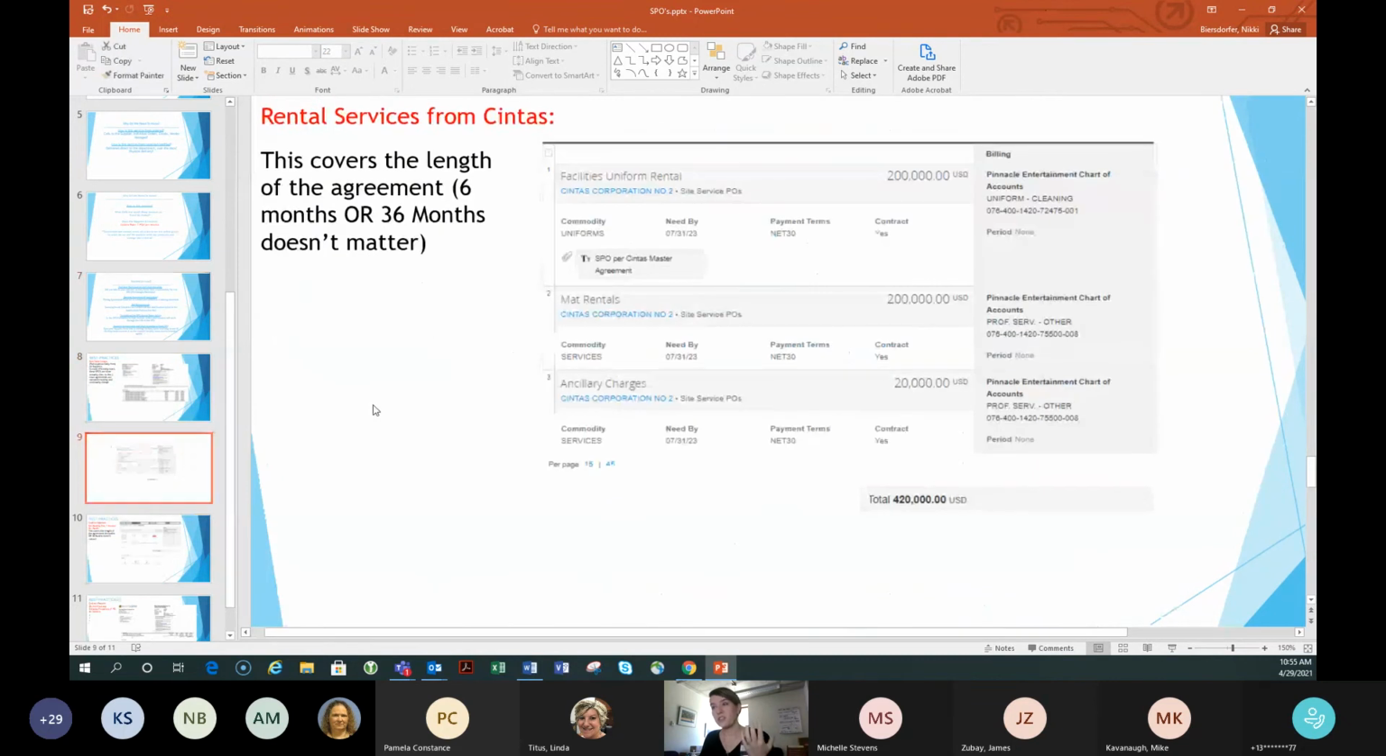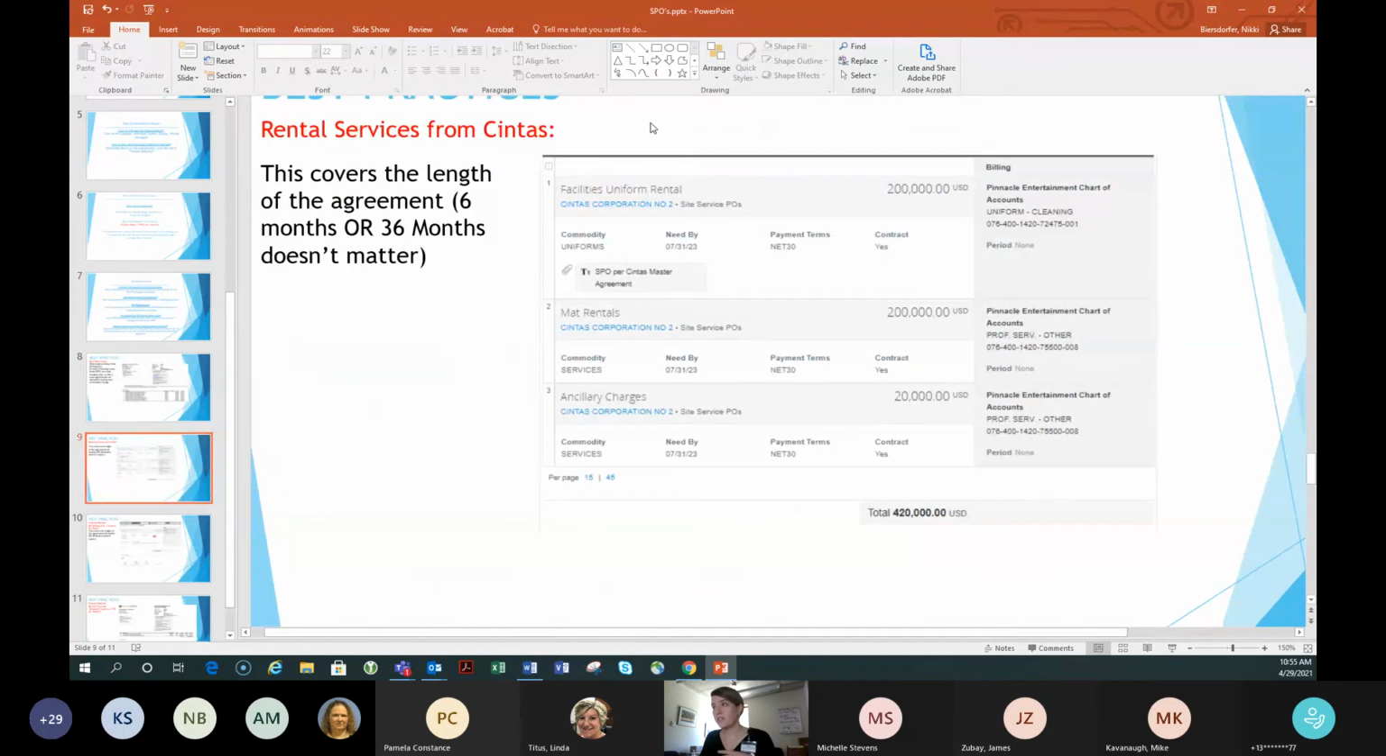Here's a best practice for Cintas. So this is how Cintas has been set up. This is how Cintas understands the billing process. If you have questions about this, please reach out. This should cover the length of the agreement, guys. Our Cintas contract goes out to 2023. So just keep that in mind. It doesn't matter if it's a 6-month agreement or a 36-month agreement. The SPO should reflect the length of the contract.